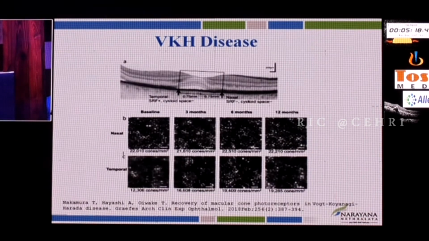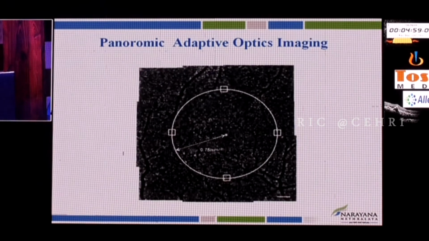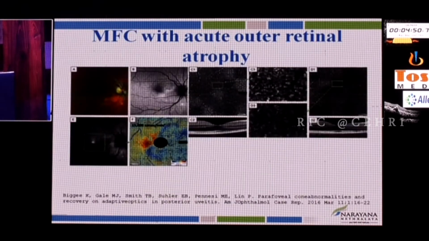In VKH disease, a Japanese group has studied and demonstrated the progressive increase in the cone cell count. When there is retinal edema, we are not able to visualize. On resolution, they are able to visualize the photoreceptors, and they demonstrated the recovery of the macular cone photoreceptors in a case of VKH disease. We can do multiple images, and we can use the stitch software to get the panoramic view of the AO imaging. In multifocal choroiditis with acute outer retinal atrophy, it has been demonstrated that even after treatment the decreased cone cell count was persisting in these cases.